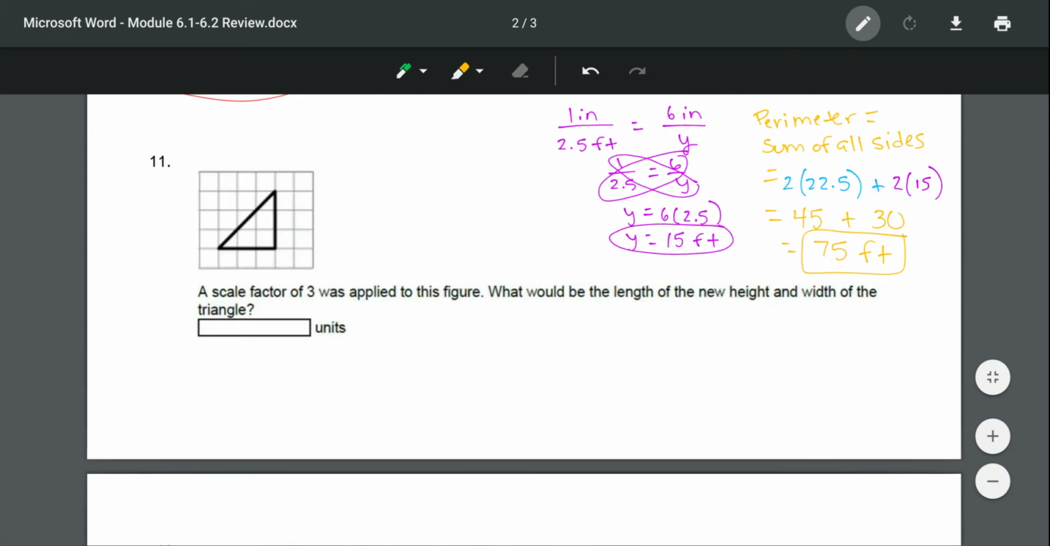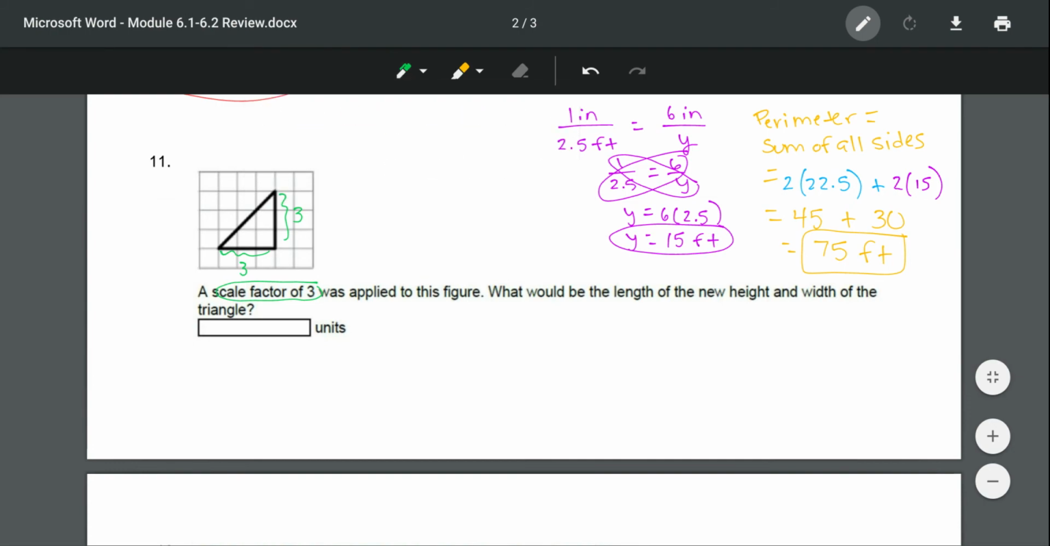In number 11, you have a triangle, and notice how on the grid, the width is 3 units and then the height is also 3 units. So it says a scale factor of 3 was applied to the figure. What would be the length of the new height and width of the triangle? So since both the length and the height are 3 units, then that means when we scale it by a scale factor of 3, then those are also going to be equivalent.